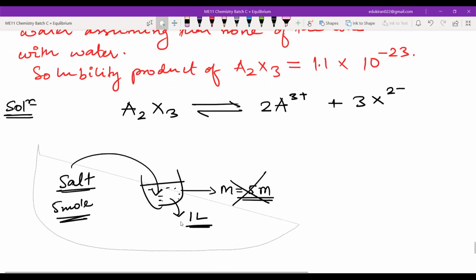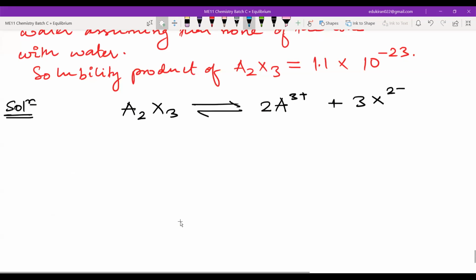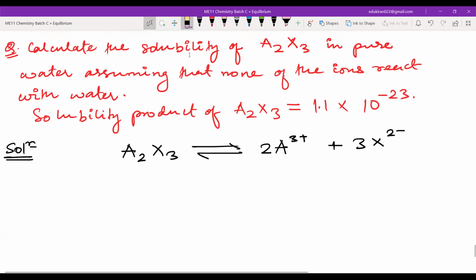So this is what happens when you have a solubility product of 10 to the power minus 23. You can see that it is very, very small. If I compare this to 10 to the power minus 3, it is very small. That means most of the salt is not getting dissolved. These ions are in very small amounts. So we cannot directly tell the concentration of a particular salt in solution by looking at how many moles we have taken. We have to look at the solubility product, which is given here.